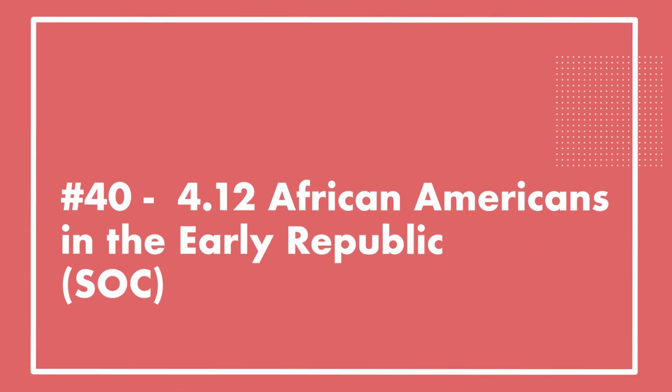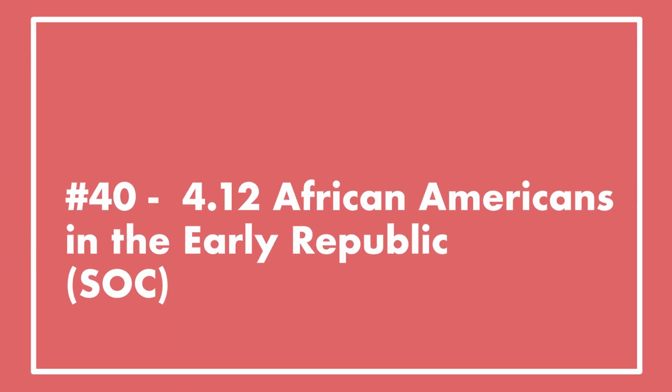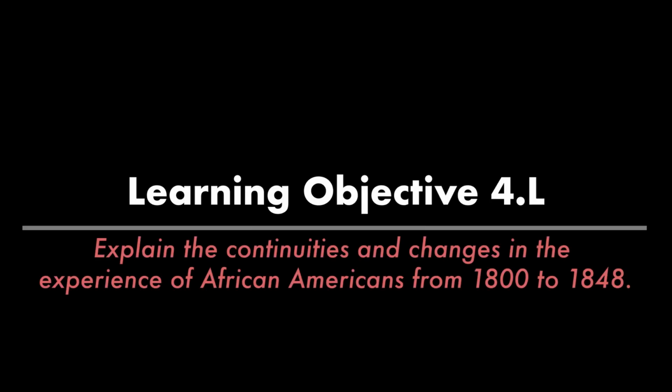Welcome to lecture number 40. The topic is 4.12, African Americans in the Early Republic. The main theme for today is social structures. The learning objective is explain the continuities and changes in the experience of African Americans from 1800 to 1848.